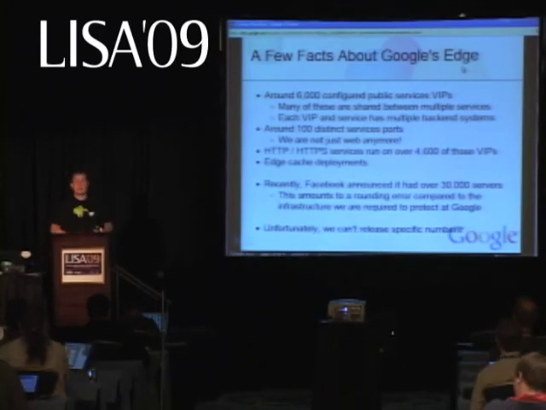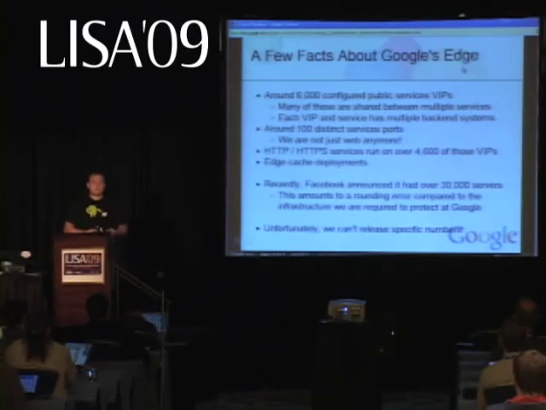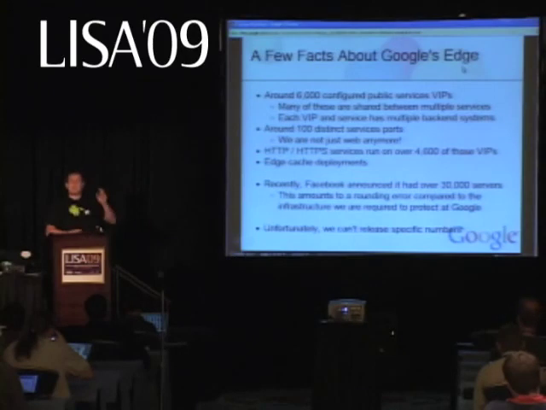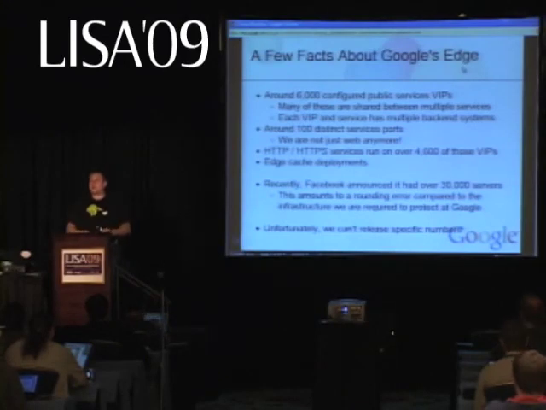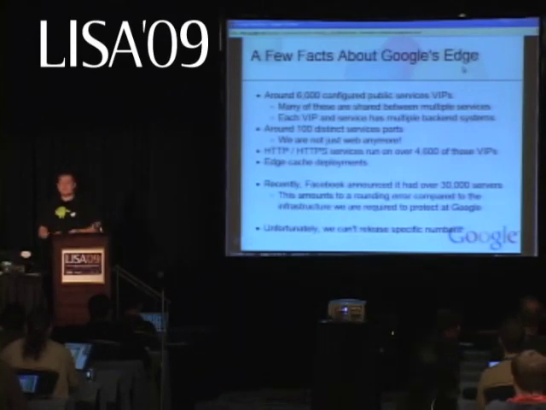At Google today, we have about 6,000 VIPs, or virtual IPs. Each virtual IP is basically a public IP that may map to 1 or 100 different back-end systems that it load balances. And many of these individual VIPs may represent one or more services. We may have HTTP configured on a VIP, as well as Google Talk and IMAP, for example. We have around 100 distinctive service ports, such as HTTP, SMTP, IMAP, on and on and on.